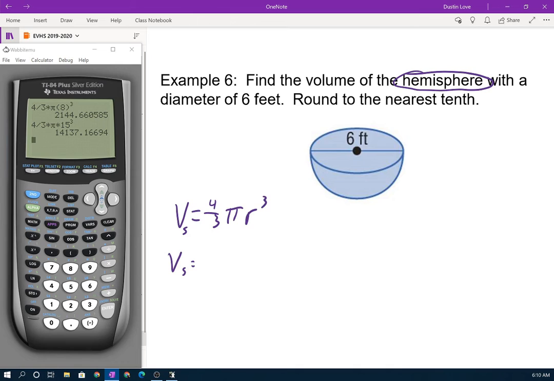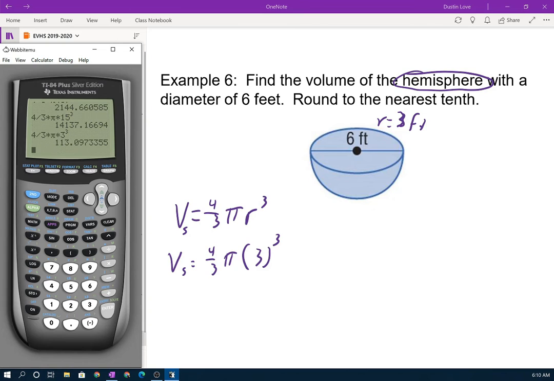So volume of the sphere is 4/3 times pi times, well, radius has got to be 3 feet because the diameter was 6 feet. So 3 cubed. 4 divided by 3 times pi, math 3. Nope, forgot my radius. There we go. 4/3 times pi times 3 cubed gives me volume of the sphere is 113.09, which is 113.1 feet cubed.